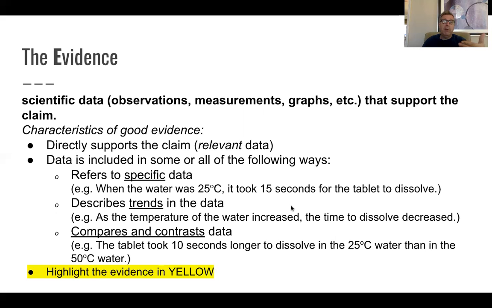A lot of questions come up. And you might have this in class. Do you need to do all the evidence at once and then all the reasoning at once? No, you don't. If you want to write an evidence statement and then a reasoning statement, you may do that. Just make sure that you're highlighting the evidence in yellow and the reasoning in red. So you don't need to do it all in blocks. You can write evidence, reasoning, evidence, reasoning.